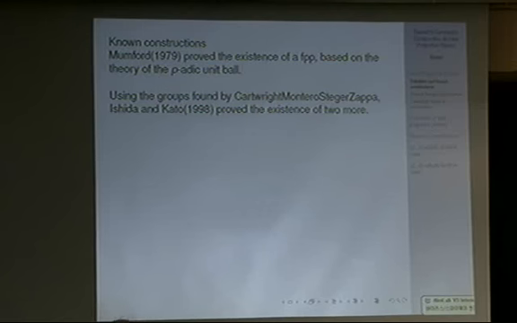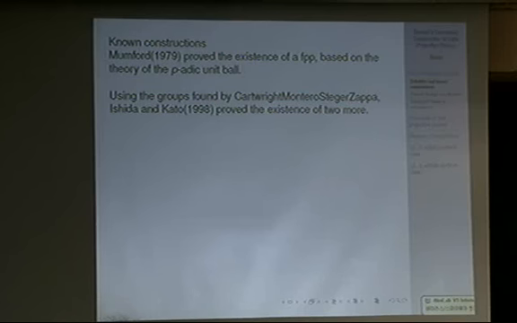And then these guys, Cartwright, Mantero, Steger, Yapa, they are group theorists. They are trying to compute. They try to find a suitable subgroup of PU(2,1) which could result in the fundamental group of Mumford's surface. So they found a couple of groups. And then Ishida and Kato proved the existence of two more using their result.